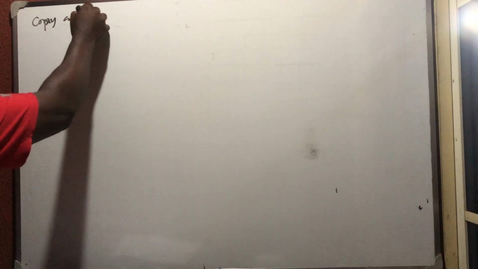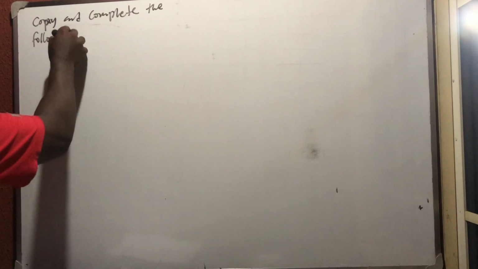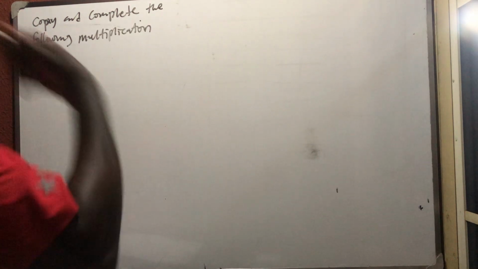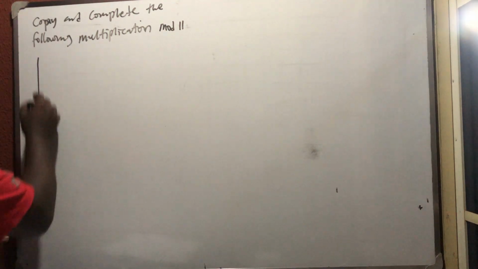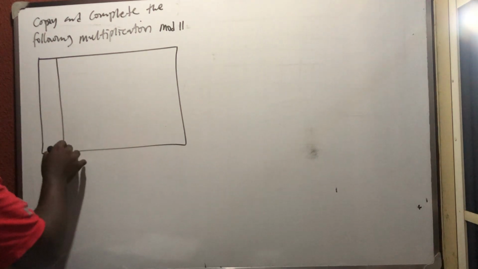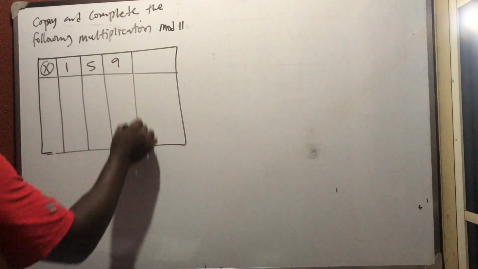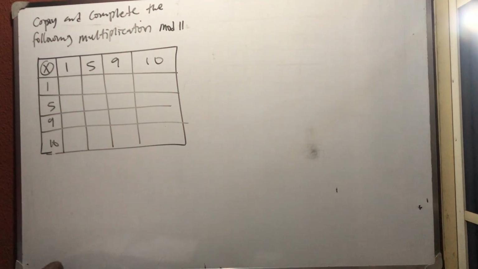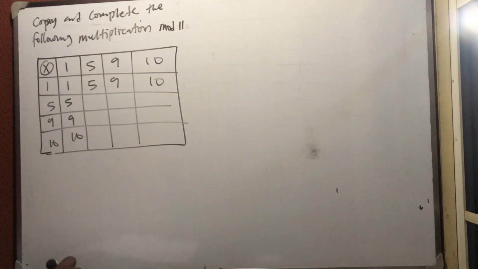They say copy and complete the following multiplication table in mode 11. Let's copy and complete it. The top row is 1, 5, 9, and 10, and the side is 1, 5, 9, and 10. So I'm having 1, 5, 9, and 10 here, and here is 5, 9, and 10. So complete the rest.